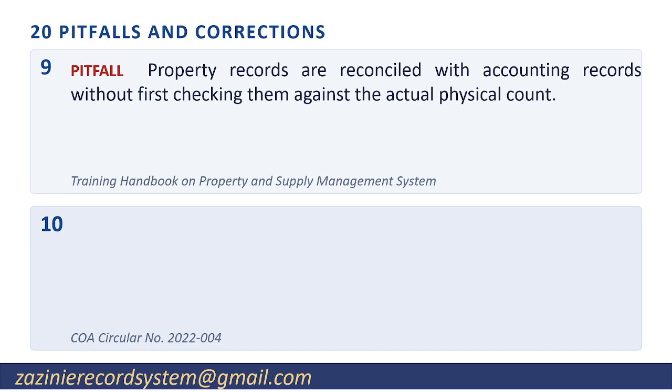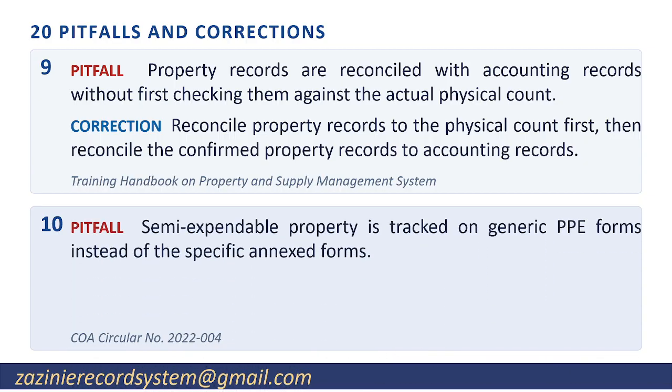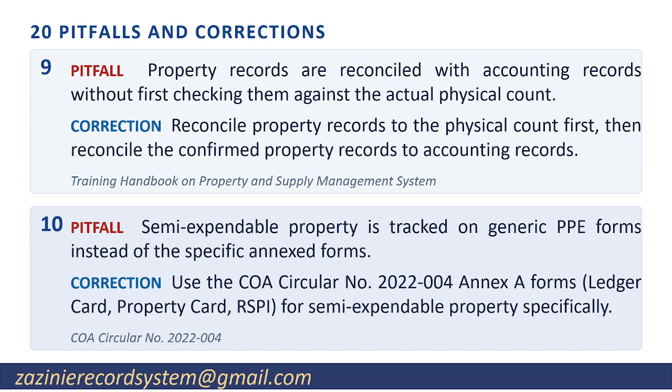20 pitfalls and corrections. Number 9. Pitfall: property records are reconciled with accounting records without first checking them against the actual physical count. Correction: reconcile property records to the physical count first, then reconcile the confirmed property records to accounting records. Number 10. Pitfall: semi-expendable property is tracked on generic PPE forms instead of the specific annexed forms. Correction: use the Commission on Audit Circular Number 2022-004 Annex forms, Ledger Card, Property Card, RSPI, for semi-expendable property specifically. Next slide.